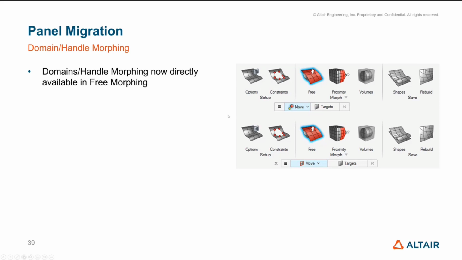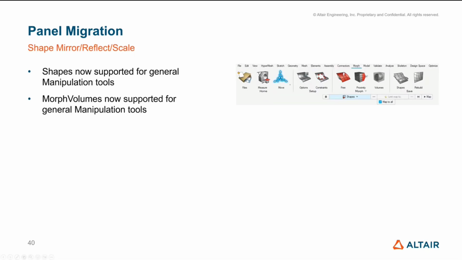All of the move tools, domain morphing as well as handle morphing, are available directly in FreeMorph. Historically they had their own panel. That panel is now gone, so you can do whatever you need to do directly within domain and handle based morphing. The move tool, shape, and reflect all now work on shapes and morph volumes. So the generic manipulators are now available for all of these tools. Historically in Hypermorph, they had their own specific location. These have now been put into the general access areas.